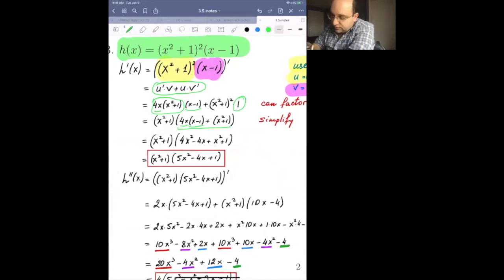So next we're going to calculate the second derivative of h, which means the derivative of this expression from above.